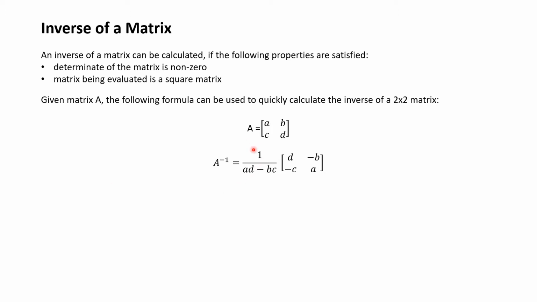Given matrix A, the following formula can be used to quickly calculate the inverse, denoted by A^-1, of a 2 by 2 matrix. From this formula, we can see that AD minus BC is the formula that is used to calculate the determinant of a 2 by 2 matrix. Please watch the previous video on how to calculate the determinant of a 2 by 2 matrix using this simple formula.